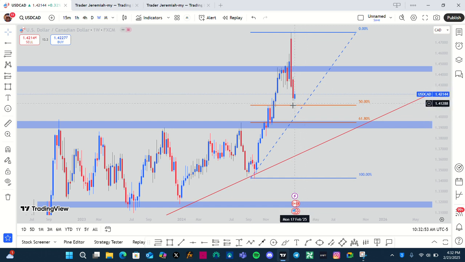So if price can get into this Fibonacci level and also this support area, also known as the neckline of this double bottom, I'll be looking for buying opportunities at this region.